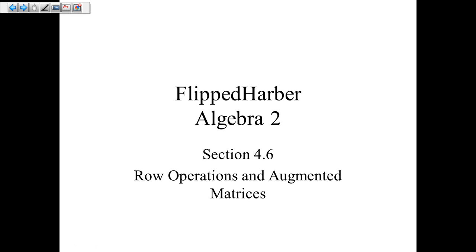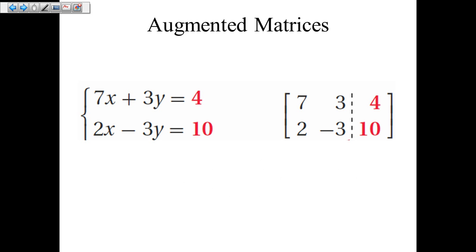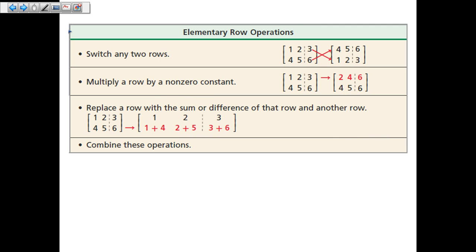In this video we'll talk about section 4.6, row operations and augmented matrices. An augmented matrix is basically the coefficient matrix from a system of equations with the constant matrix tacked onto the end. Now we're going to use these augmented matrices in order to solve the system of equations. The way we're going to do that is using what's referred to as the elementary row operations.